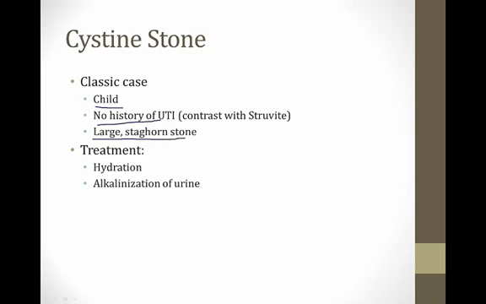And remember, struvite stones are going to be in people with history of urease forming bugs in their urine. So they're going to have a UTI going on. This will be a child with no UTI with one of those large staghorn stones. And the treatment is hydration and alkalization of the urine, just like for uric acid. And that concludes our module on kidney stones.